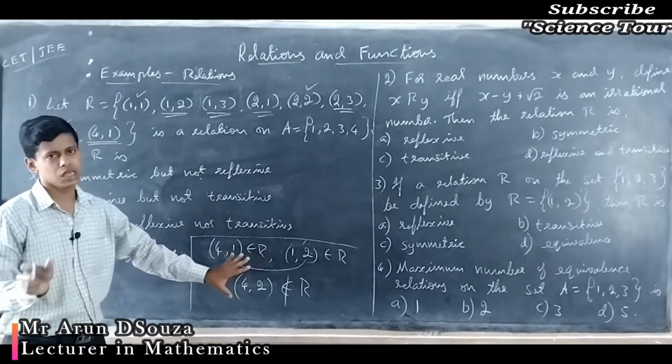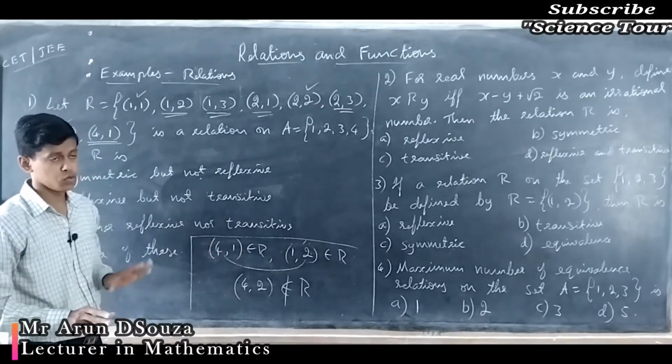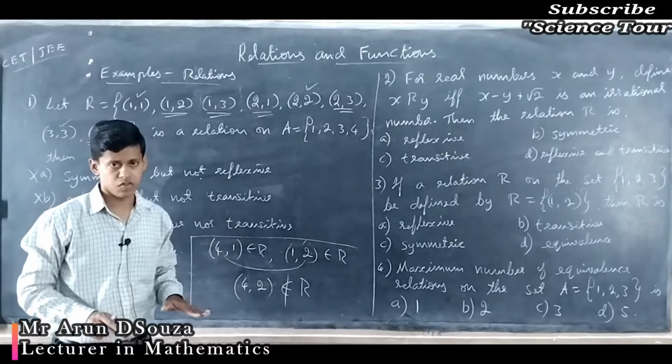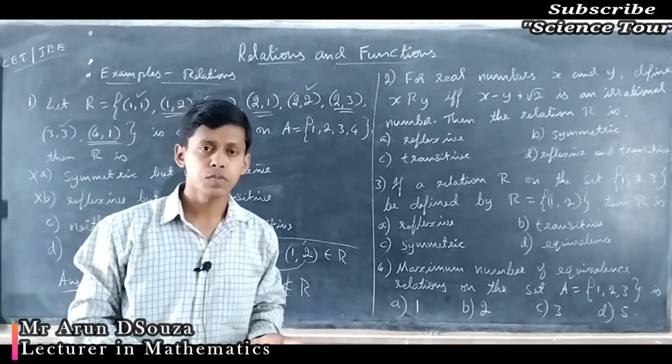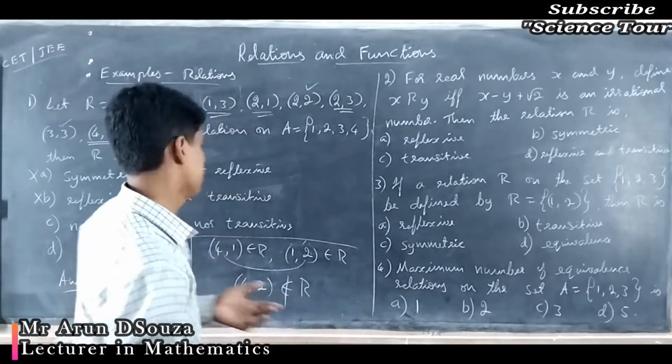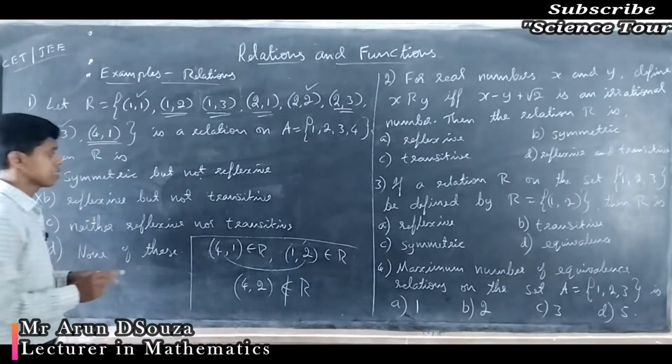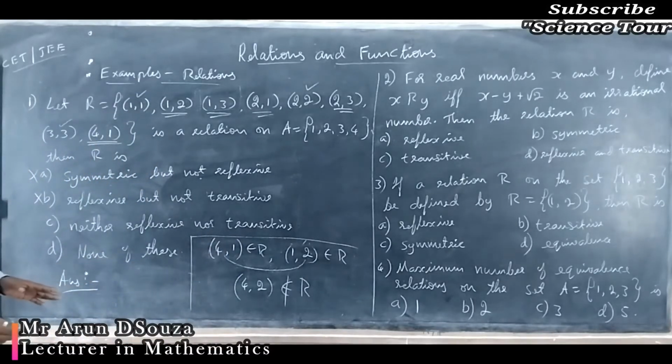Just one example is enough to disprove something. To prove, everything must satisfy. If you want to disprove it, just one example is enough. So that's the example we have got, and we are saying it is not transitive. So it is not reflexive, not symmetric, and not transitive.